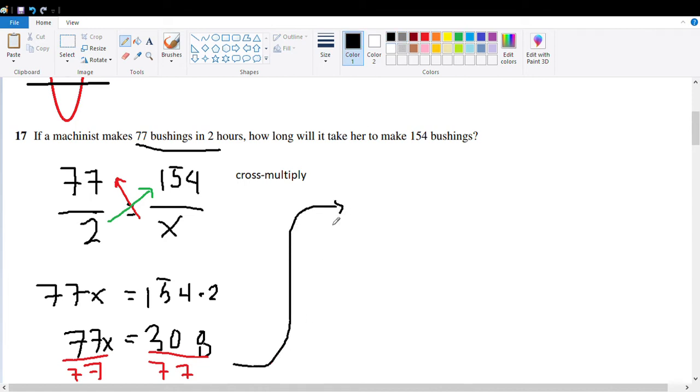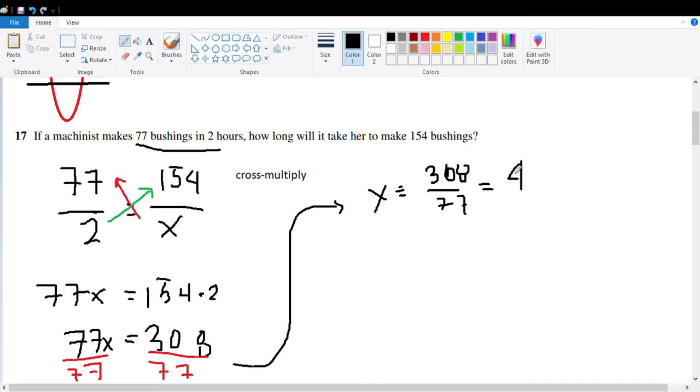So now we have x is equal to 308 over 77, or if you do it properly, if you divide 308 by 77, you're going to get x equals 4. But is that all we do?